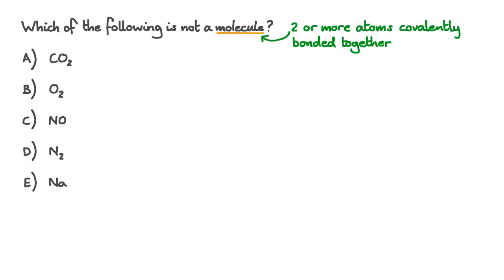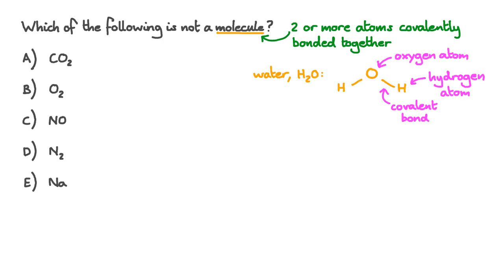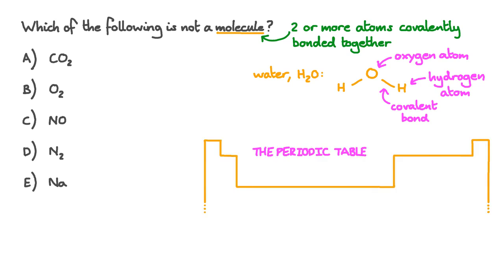A molecule is two or more atoms covalently bonded together. An example of this would be a molecule of water, or H2O, where we have one oxygen atom covalently bound to two hydrogen atoms. We can use the periodic table to work out what the symbols in all our formulas mean. If we look up the letter C on the periodic table, we'll see that it stands for the element carbon.